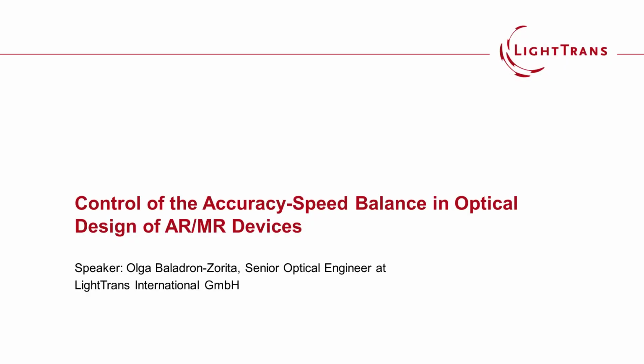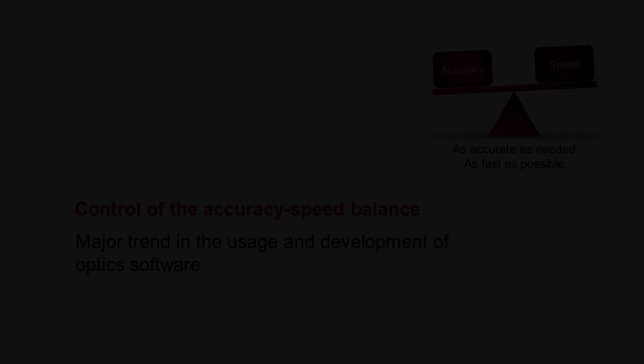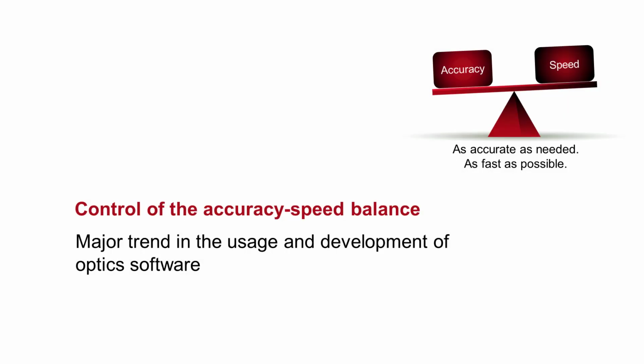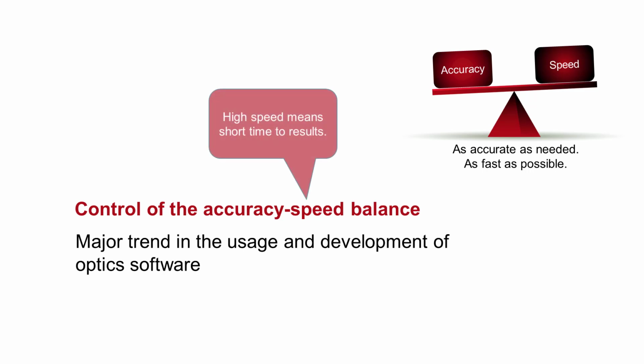Control of the accuracy-speed balance in the design of optical systems for augmented and mixed reality devices. Whenever we talk about simulation technology, there is a compromise that is always on the table, which refers to the balance between the accuracy of the results we can obtain through the simulation and the speed with which those results can be generated. What speed means in this context is obvious.